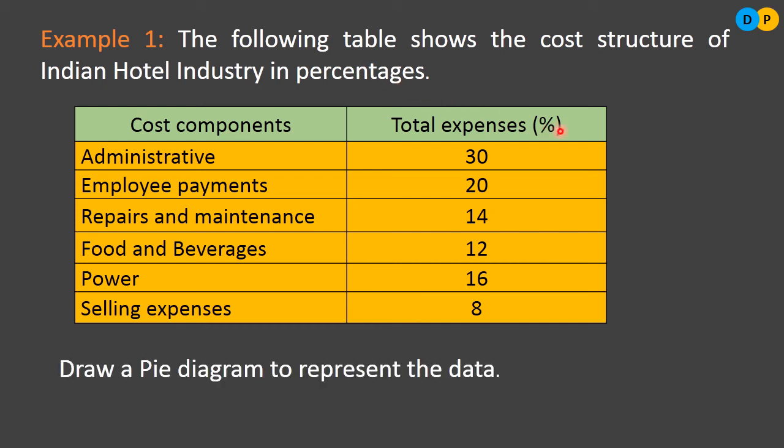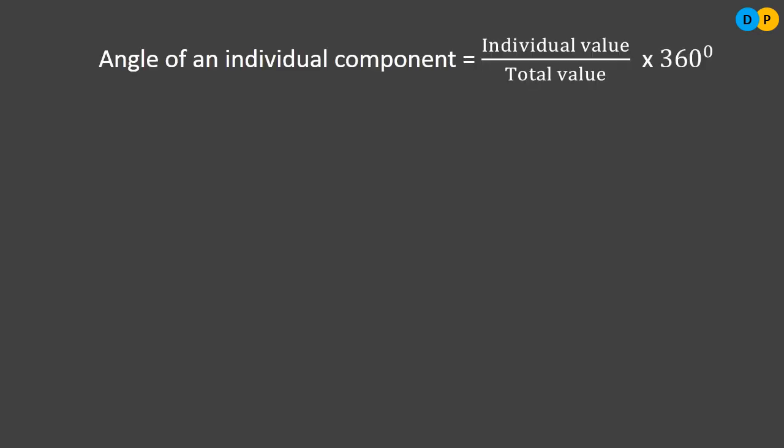Now we have been asked to draw a pie diagram to represent this entire data. In order to represent the entire data, we need to construct a pie diagram. Before that, we need to re-establish a table considering the previous data, and before that, we need the formula. The formula is: angle of individual component is equal to individual value divided by total value, into 360 degrees.